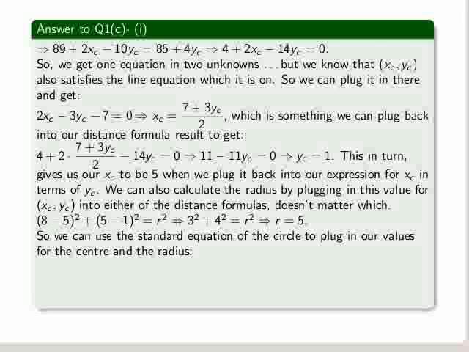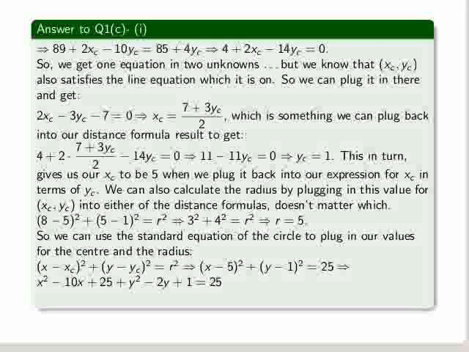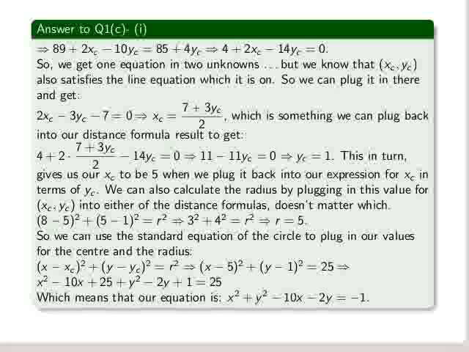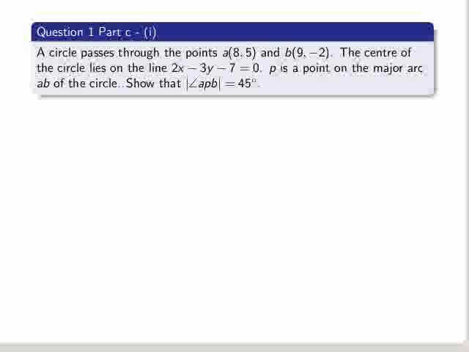So we can use the standard equation of the circle to plug in our values for the centre and the radius. Okay, that's the standard equation. We plug in 5, 1 as xc, yc. We get r is also equal to 5. So we do some expansion on that equation and some simplification, which is not entirely necessary, but it looks neater. And we eventually get our equation to be x squared plus y squared minus 10x minus 2y is equal to minus 1.